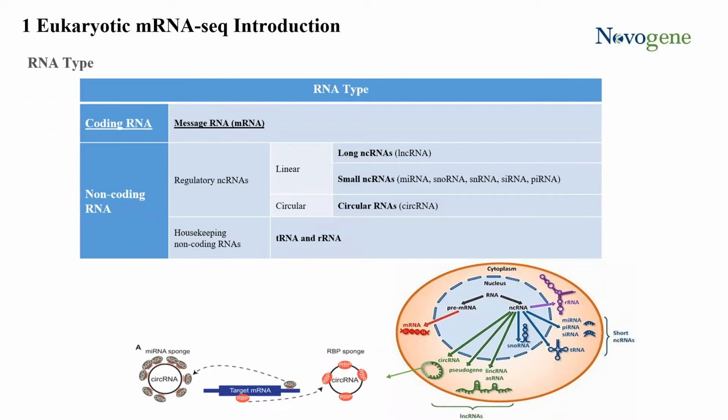Under the small non-coding RNA, we have microRNA, snoRNA, which is small nucleolar RNA, snRNA, which is small nuclear RNA, siRNA, which is small interfering RNA, and piRNA, which is piwi-interacting RNA. Small non-coding RNAs are less than 200 nucleotides in length.